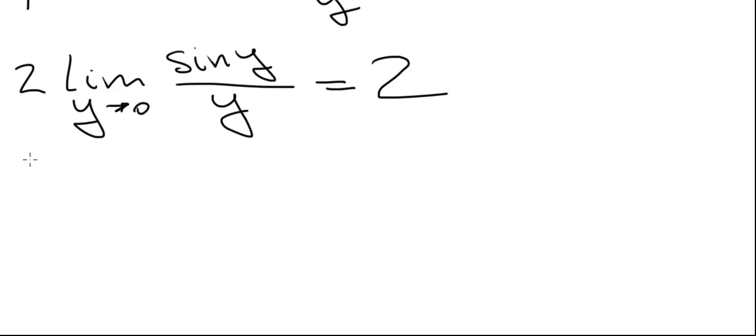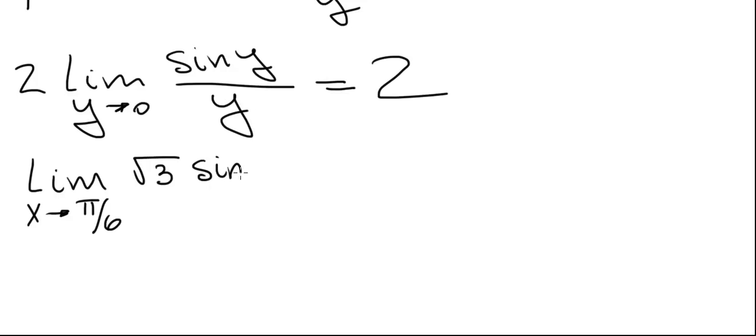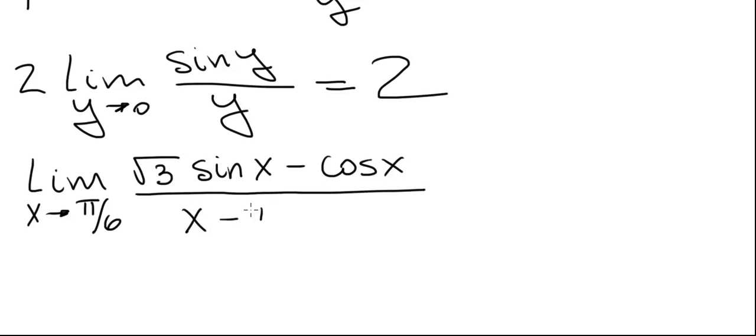We wanted to evaluate the limit as x approaches pi over 6 of square root of 3 times the sine of x minus cosine of x, divided by x minus pi over 6. After using the trig identities and the known limit of sine y over y as y approaches 0, we show that that limit is equal to 2.